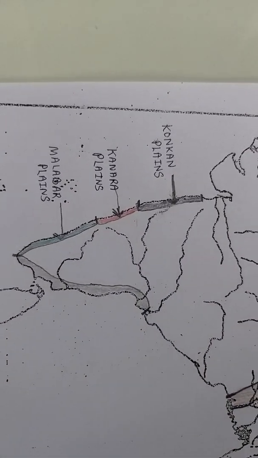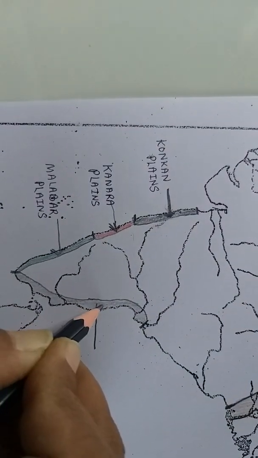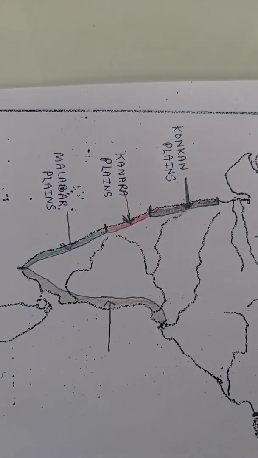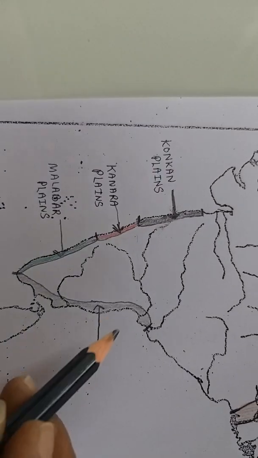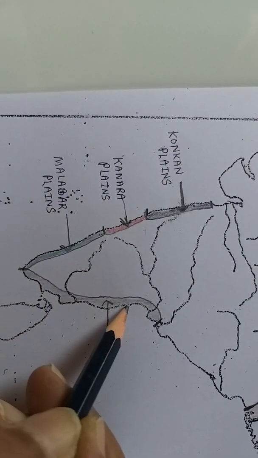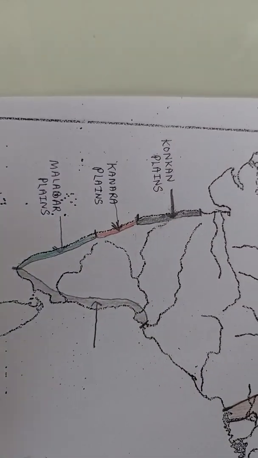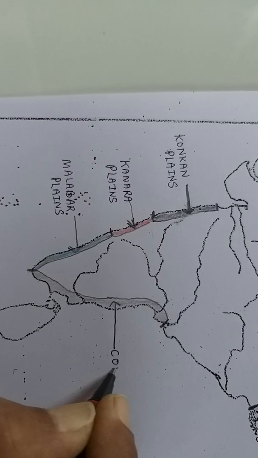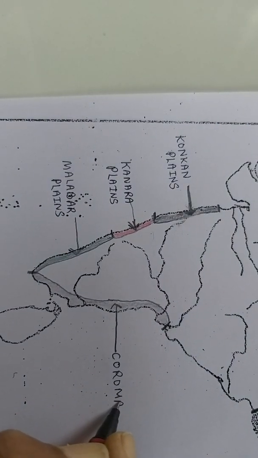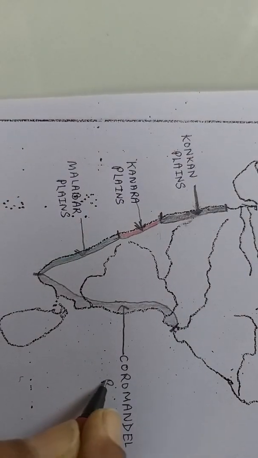Again, we have to label it, the landmass which is inside. We have to label that landmass, not the coast. If you make a pointer on the coast, it is wrong because you are pointing at the coast and not the plains. So mark the pointer inside. So this is Coromandel Plains.